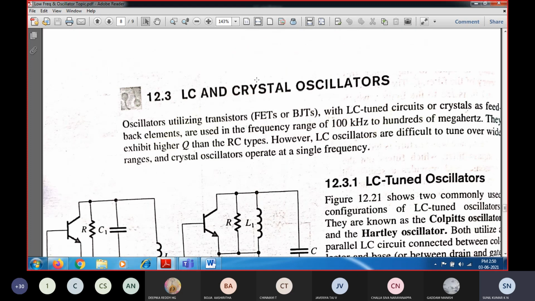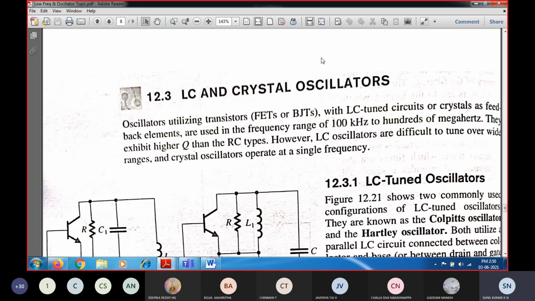So next, moving on to the next topic, which is nothing but LC and crystal oscillators. After studying the RC phase shift oscillator, we are going to study the next type of classification of the oscillator, based on the type of feedback you are going to give. So L and C correspond to inductor as well as capacitor.